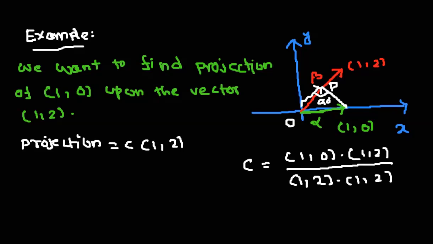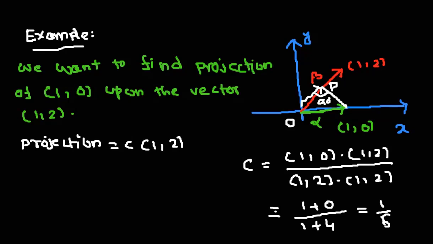And we are using the standard inner product over here, so we can use component-wise multiplication. Using component-wise multiplication, we have 1 into 1, which is 1, plus 0 into 2, which is 0, over 1 into 1, 1, plus 2 into 2, 4, so this is going to be 1 by 5. So the scalar component of the vector alpha upon the line beta, or the projection component, you can say in different words, different terminology.